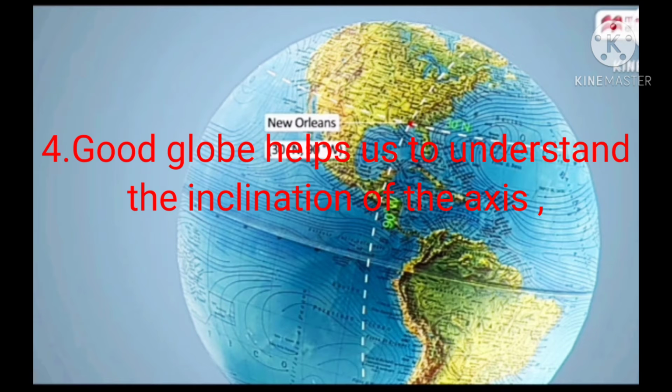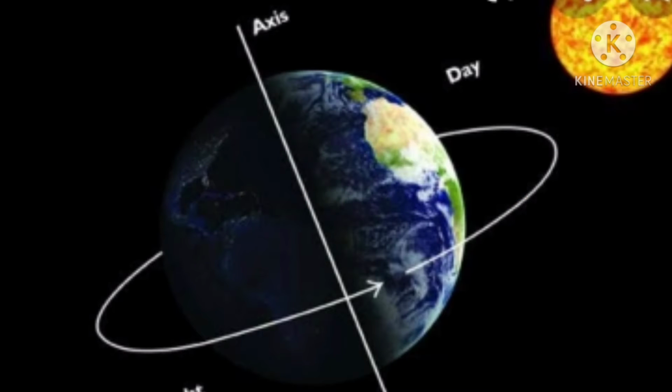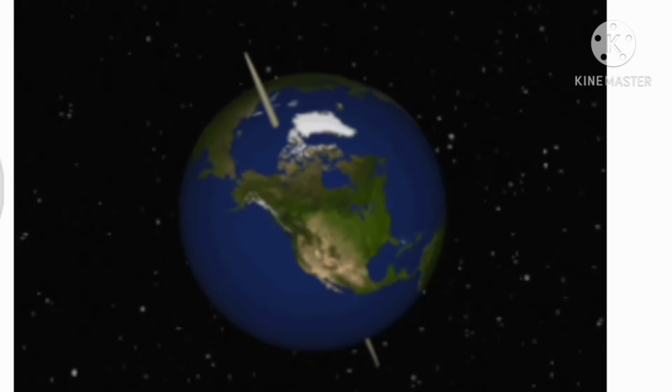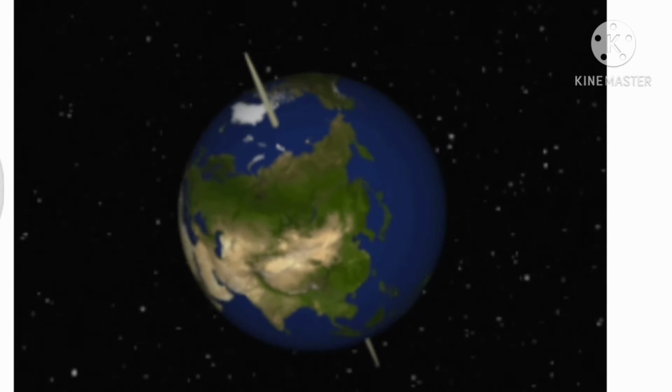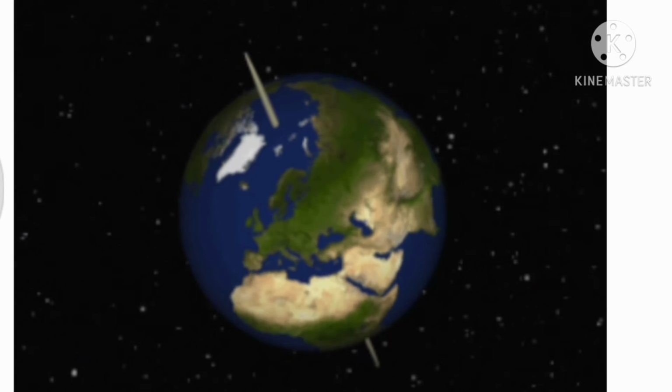A good globe helps us to understand the inclination of the axis. Now, what is this axis? Axis is an imaginary line, which cannot be seen, around an object that rotates.